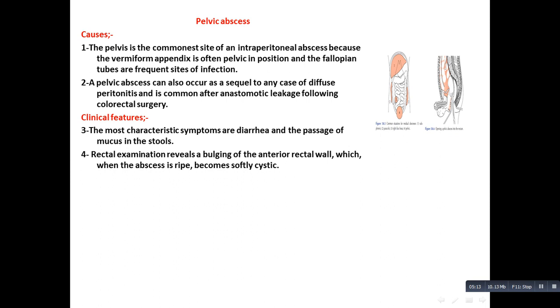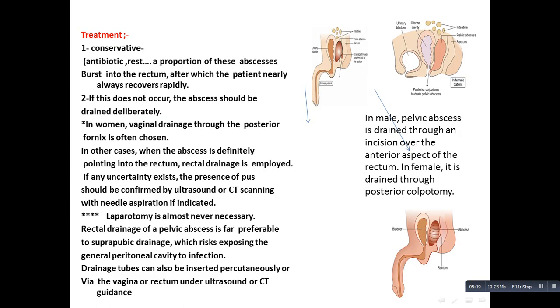Treatment starts with conservative management, antibiotics, and rest. A proportion of these abscesses pass into the rectum, after which the patient nearly always recovers rapidly. If this does not occur, the abscess should be drained directly. In women, drainage is vaginal through the posterior fornix. In the other case, where the abscess is definitely pointing into the rectum, rectal drainage is employed.